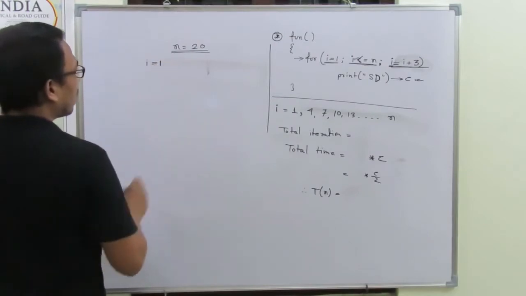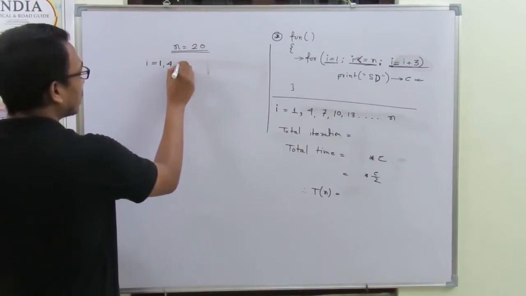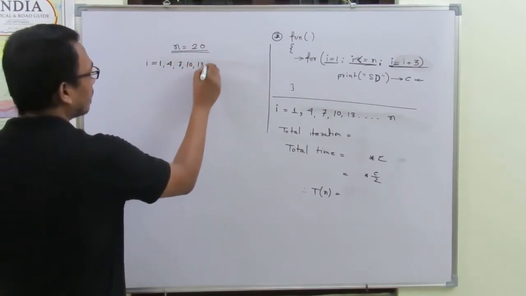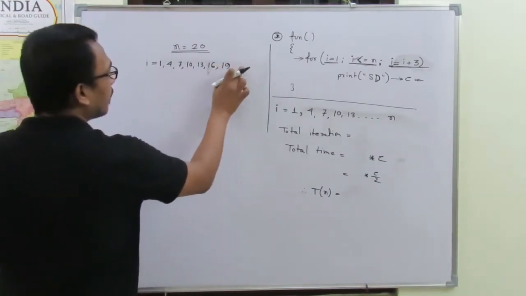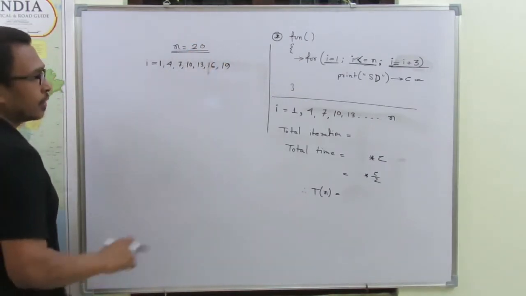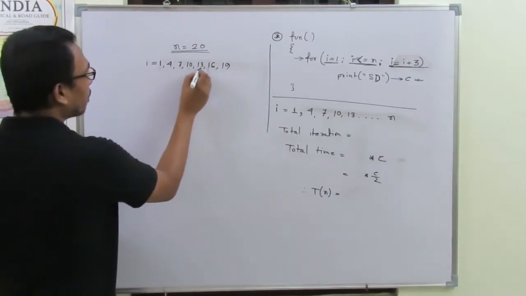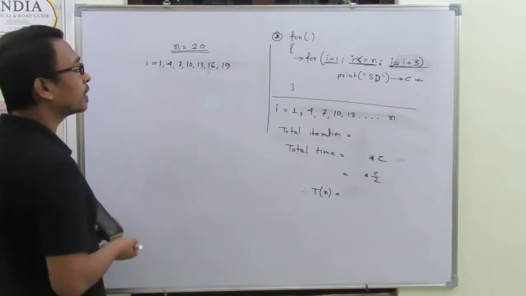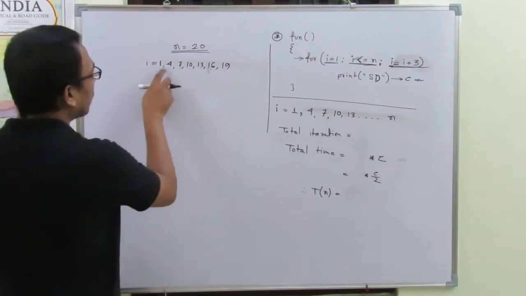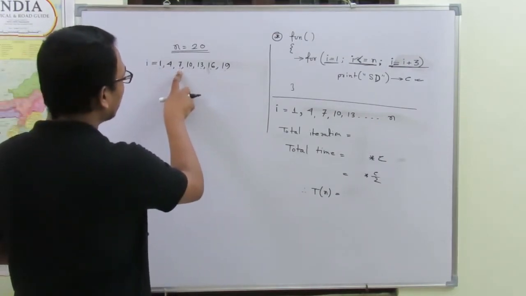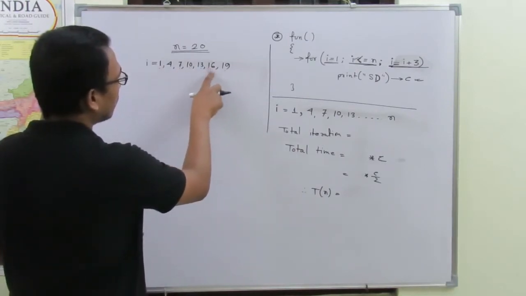In the first iteration the value of I will be 1, then 4, then 7, 10, 13, then 16, 19, and after that we will get 21, that will be greater than 20, so that will not execute. So how many iterations are there? 1, 2, 3, 4, 5, 6, 7. This is 7 iterations. 1, then 1 plus 3 is 4, 4 plus 3 is 7, 10, 13, 16, 19, correct.